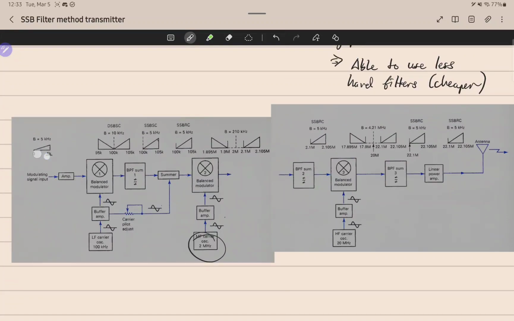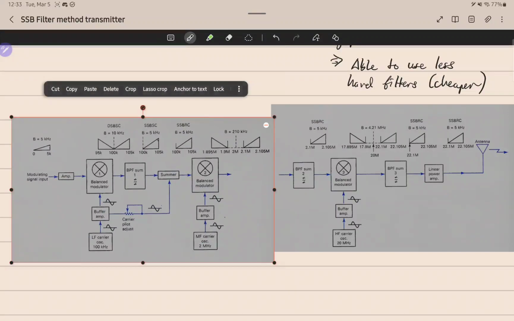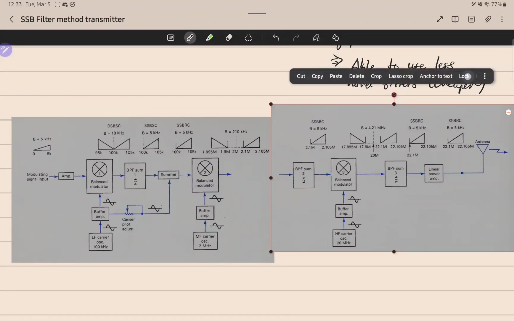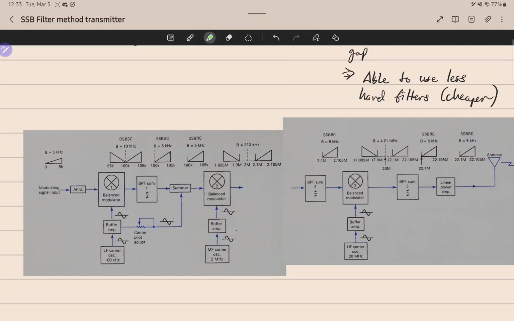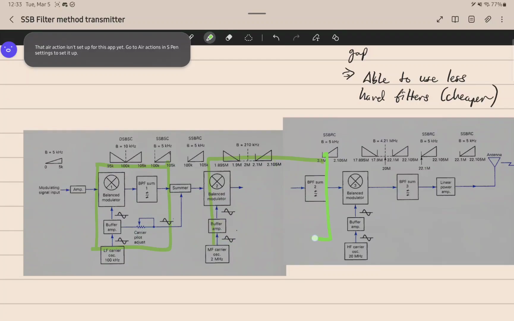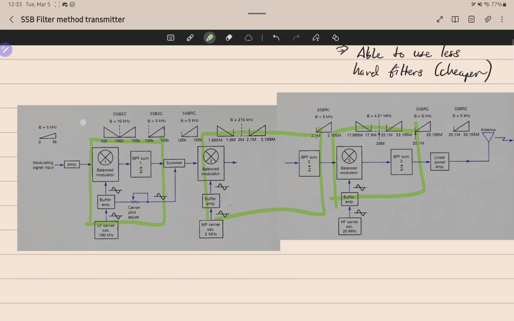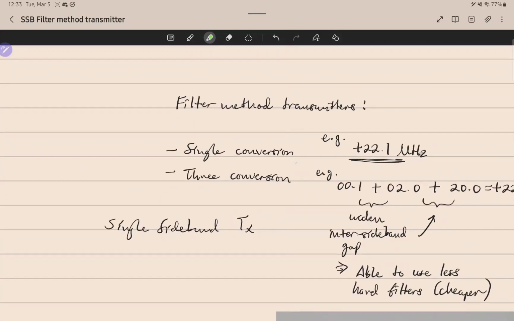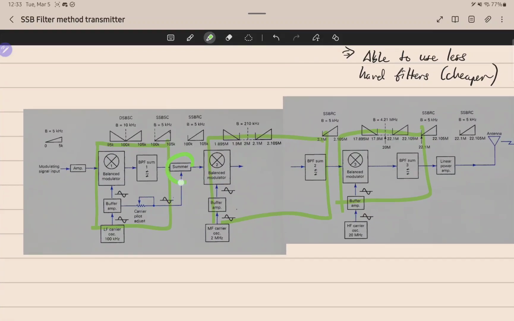So this is, in its full glory, your three conversion filter method circuit. I just want you to notice that you have 3 balanced modulators and BPF units. That's 1, 2, and 3. These 3 units are actually just 3 separate single conversion units. You will look at them later, with the exception of the summer here.